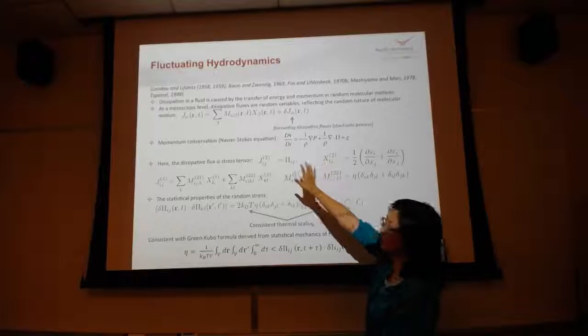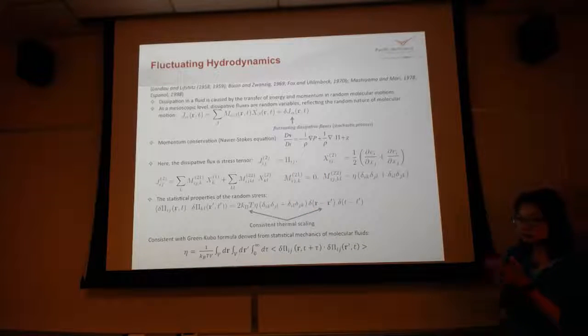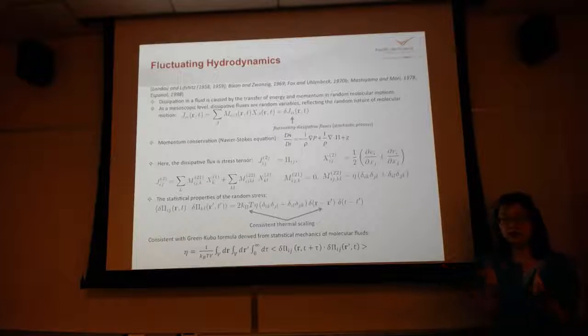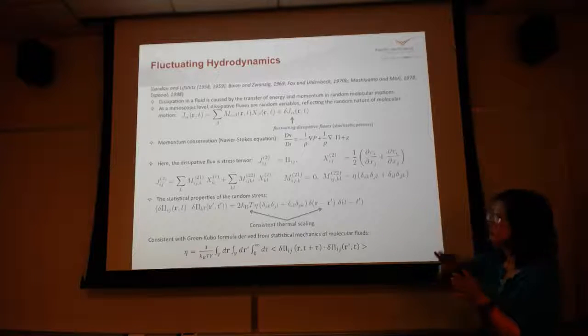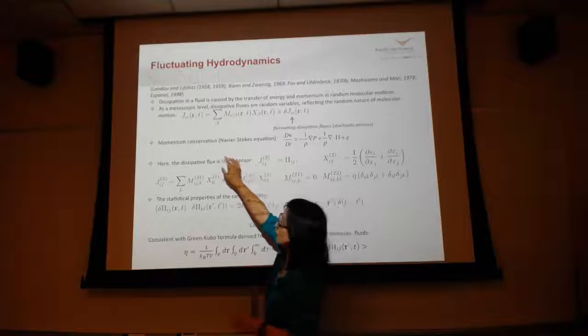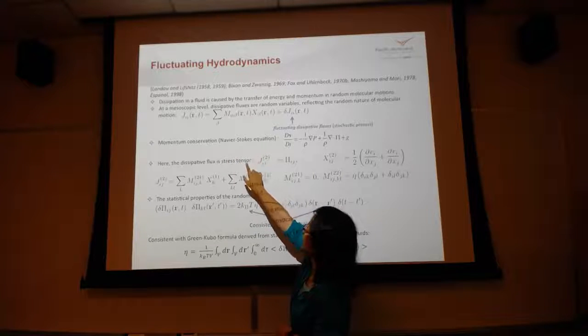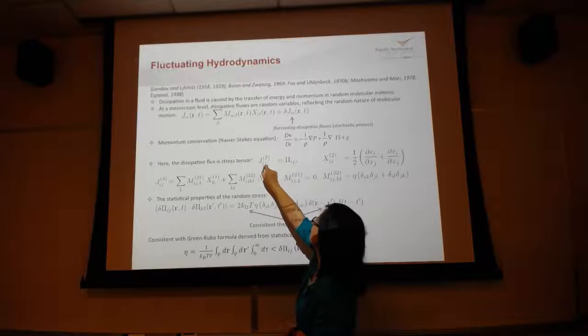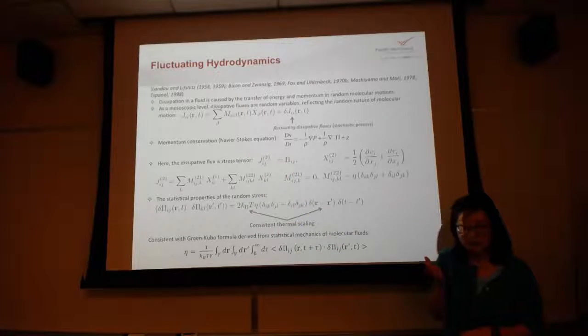Okay, so the assumption here, let's start from here. Let's say we are looking at a dissipative flux. For momentum conservation, the dissipative flux for velocity will be just the stress tensor. So in general, you have a dissipative flux, and then this is the constitutive relation for this dissipative flux, and X here is the thermodynamic force.